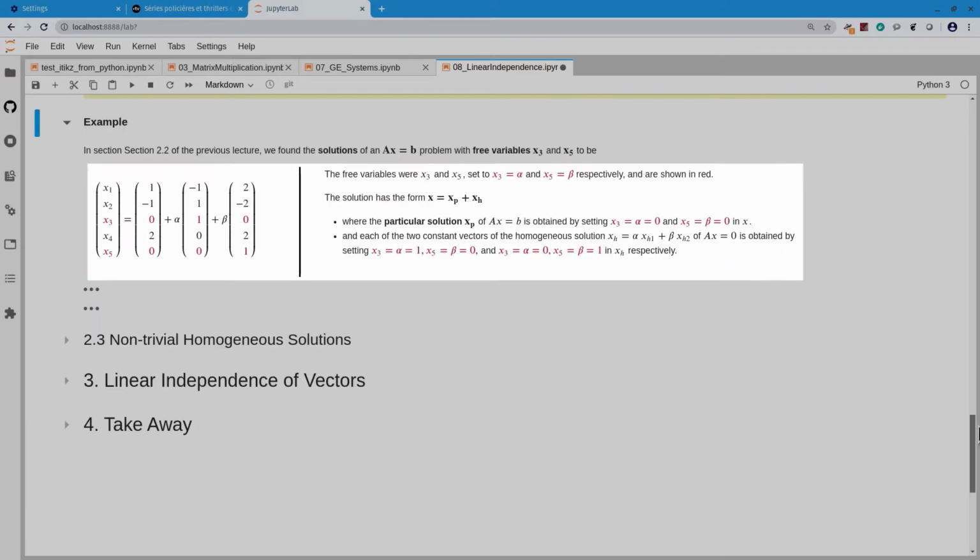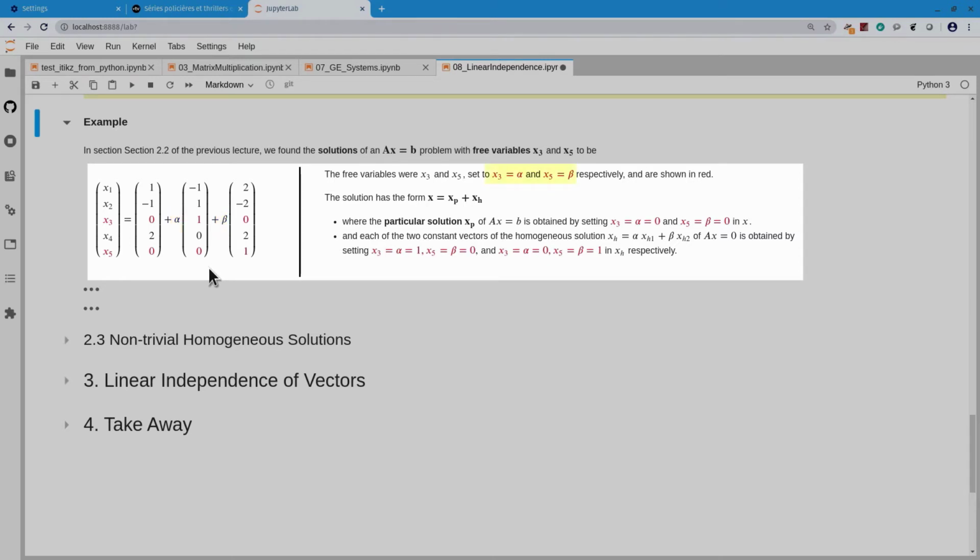Let's look at a quick example. We had found a solution to a system in section 2.2 of the previous lecture. We had 5 variables. 2 of them are free, namely x3 and x5, and the solution we found took the form a constant vector, our particular solution, plus alpha times a vector, beta times a vector, our homogeneous solution, all the possible homogeneous solutions. So the particular solution I get by setting the free variables equal to 0, by setting alpha equal to 0 and beta equal to 0.